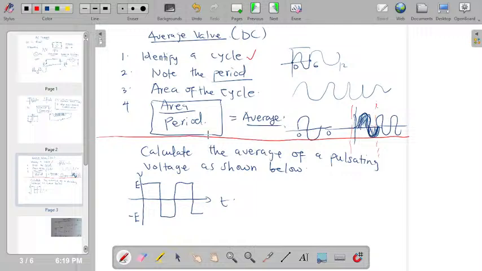Now let's identify a cycle. You realize that this wave started from this side, okay? Where does it start again? It's going to start from here. Is that not it? So you realize that we have a full cycle to be here and here. This is a full cycle, right? So once you have identified a cycle, this is done. The next thing is to note the period.